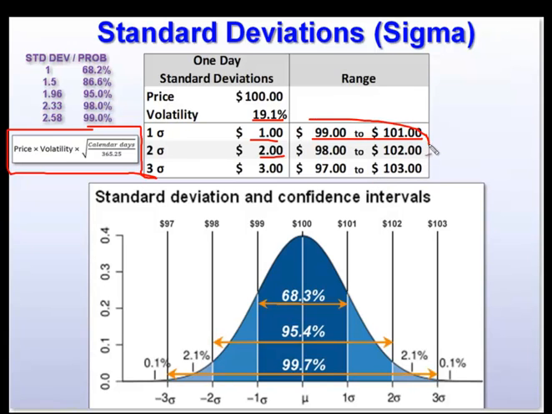Now, these prices are really important, and the reason why is when you start to use option strategies, it'd be nice to know what a typical range and probability is of these stocks so that you can price out your options and you can choose a strategy accordingly.